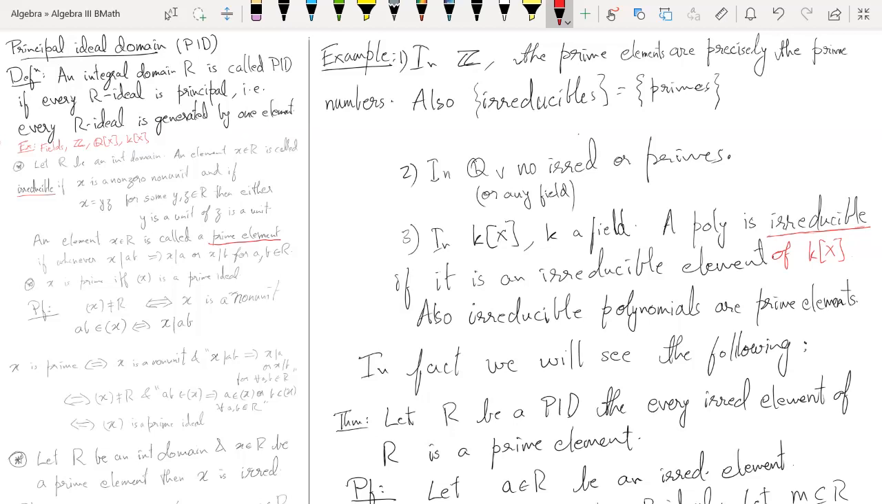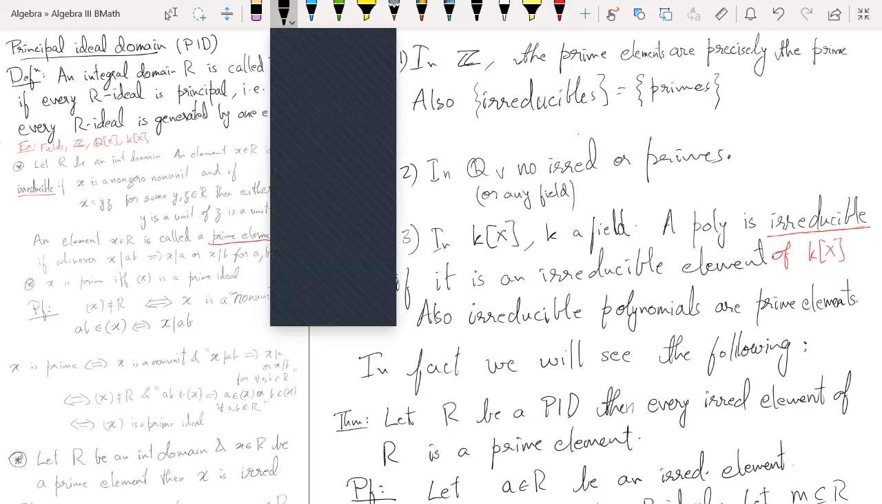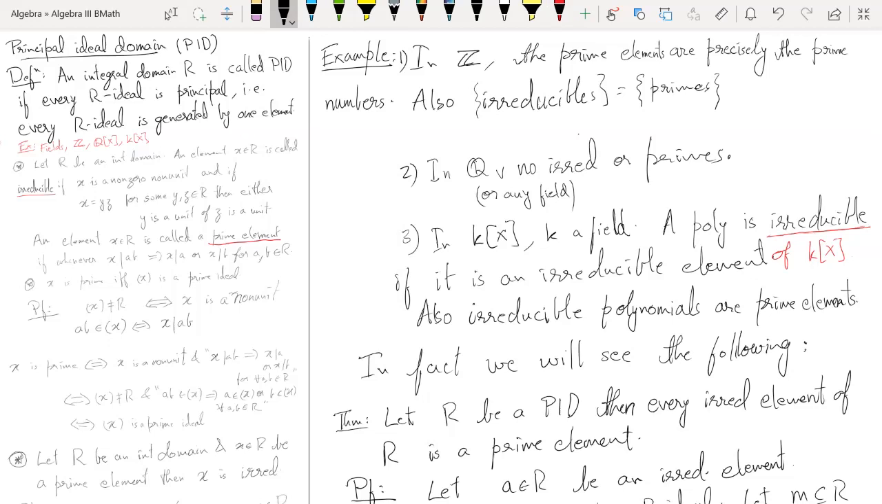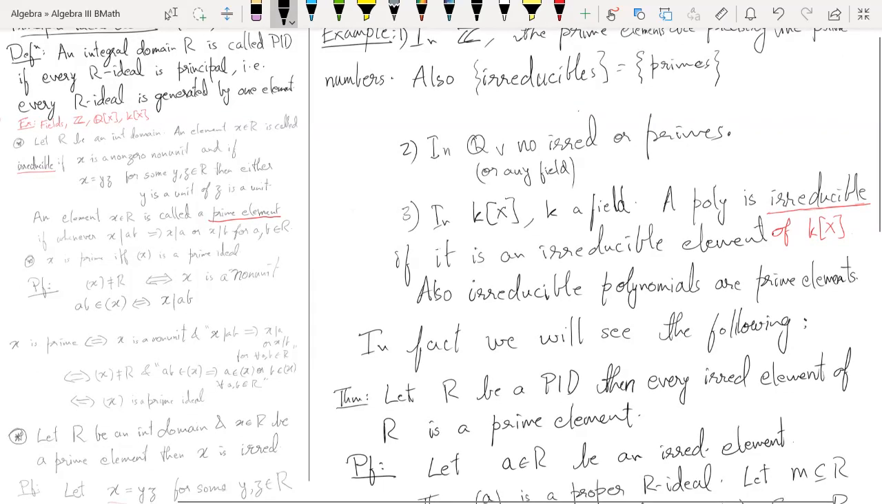In fact, we will see the following general statement. If R is a principal ideal domain, then every irreducible element of R is a prime element. So in a PID, irreducibles and prime elements are the same. The other direction is true for any integral domain, but for a PID, every irreducible element is a prime element. So let's see a proof.